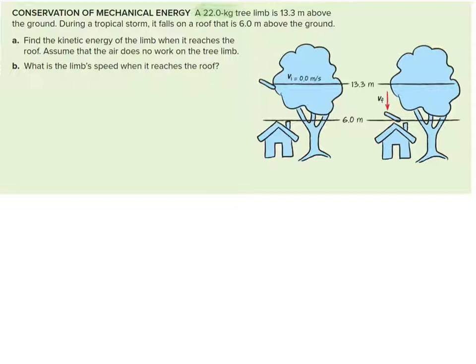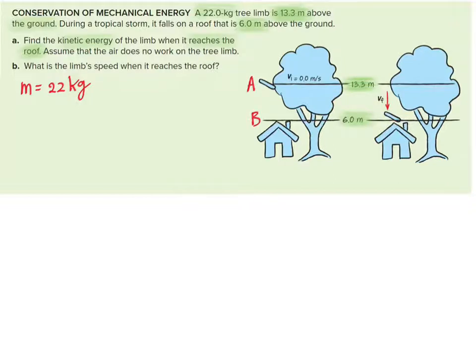So the limb here is the branch of the tree which is falling down. So we'll get the data which is given to us. The mass is given as 22 kg, 13.3 meters above the ground. That's there in the picture. And then we have 6 meters for the limb when it reaches the roof. So the roof is at a height of 6 meters, and that's also there in the picture. Then it's asking for kinetic energy when it reaches the roof.